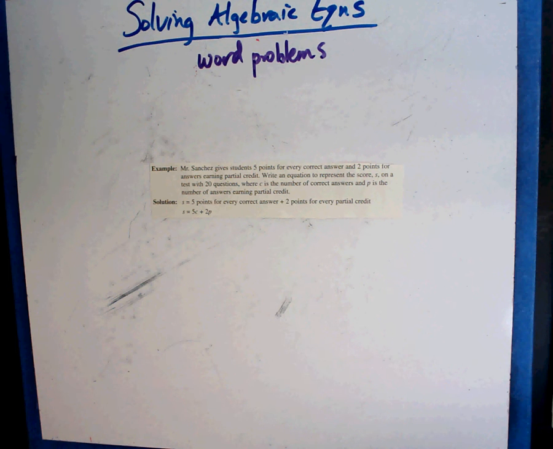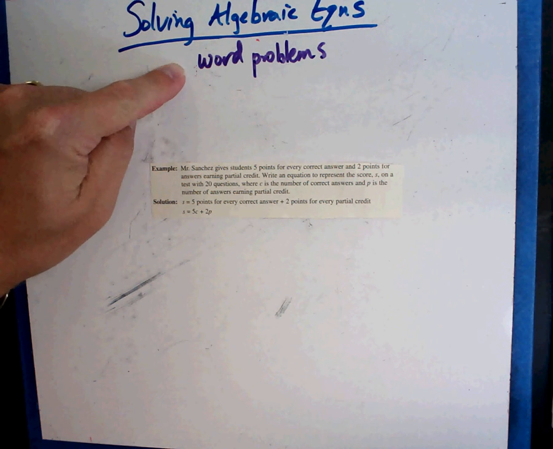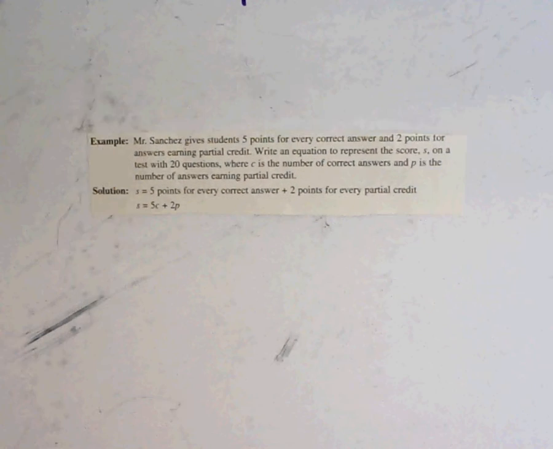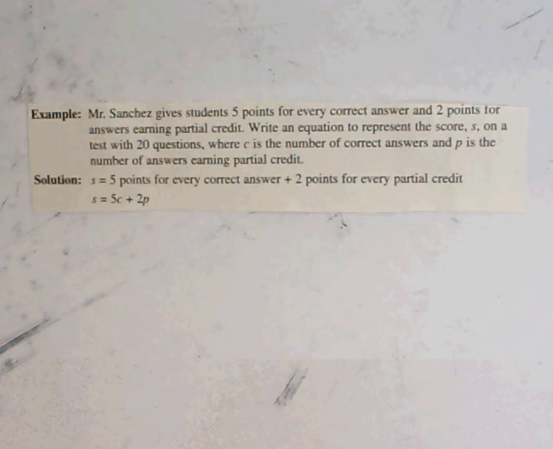Alright, this quick video is going to show you how to solve algebraic equations when they're in word problems. So I'm just going to give you an example we're going to look at together. It says, Mr. Sanchez gives students 5 points for every correct answer, 2 points for answers earning partial credit. Write an equation to represent the score, S, on the test with 20 questions, where C is the number of correct answers and P is the number of answers earning partial credit. And so you'll see the solution here.